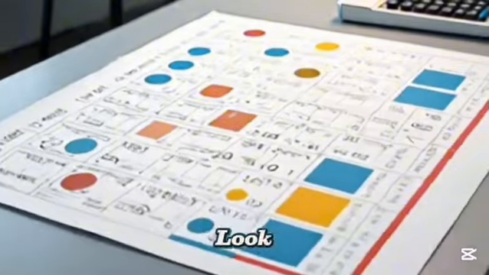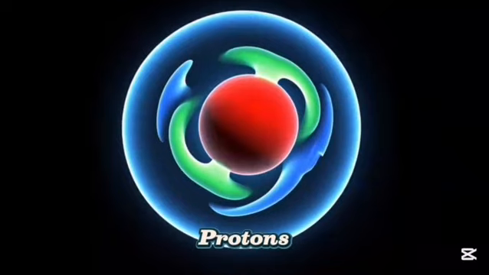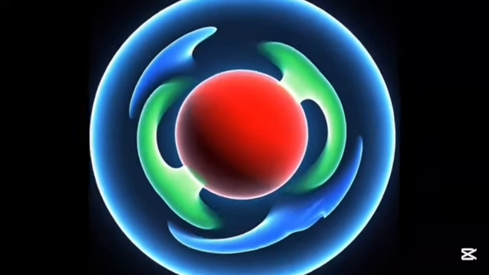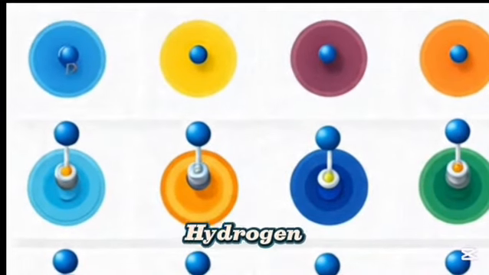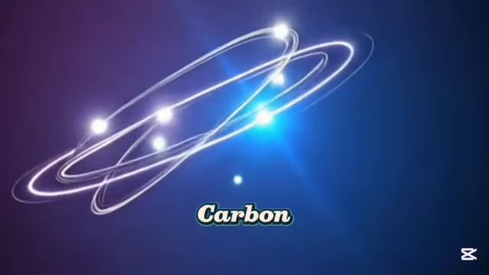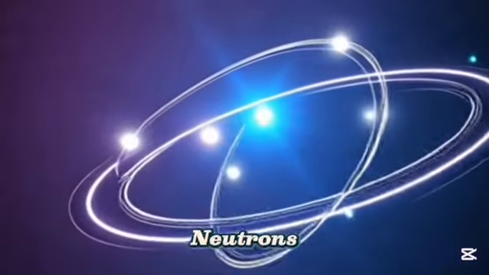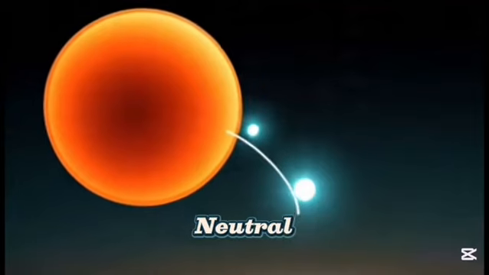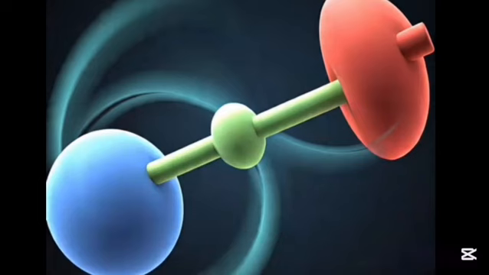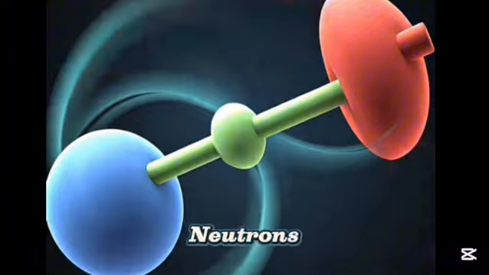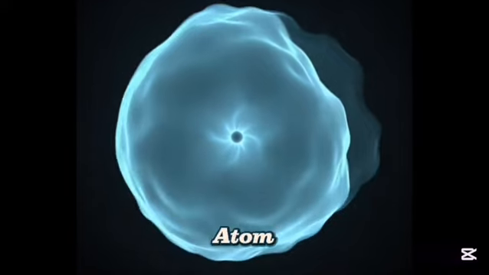Let's take a closer look at these subatomic particles. Protons are positively charged particles. The number of protons in an atom is called the atomic number, and it defines what element the atom is. For example, every hydrogen atom has 1 proton, while carbon has 6. Neutrons have no charge. They're neutral. Their job is to add mass and stabilize the nucleus. The total number of protons and neutrons gives us the mass number of an atom.